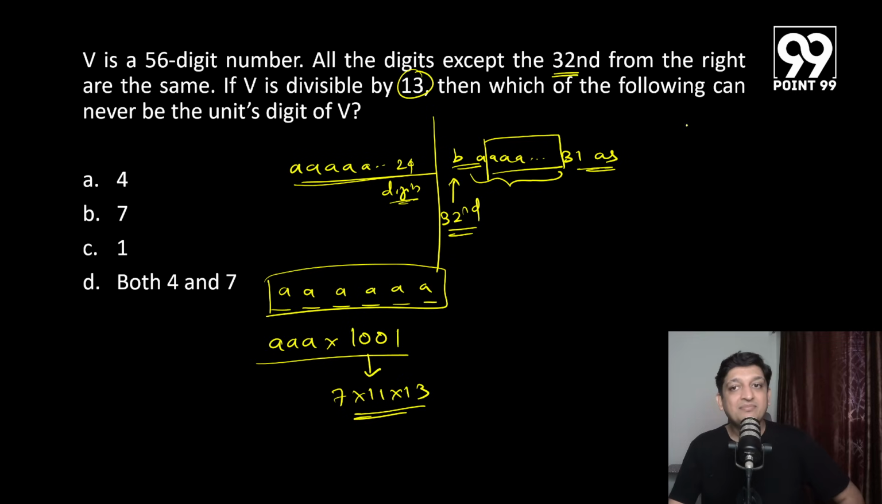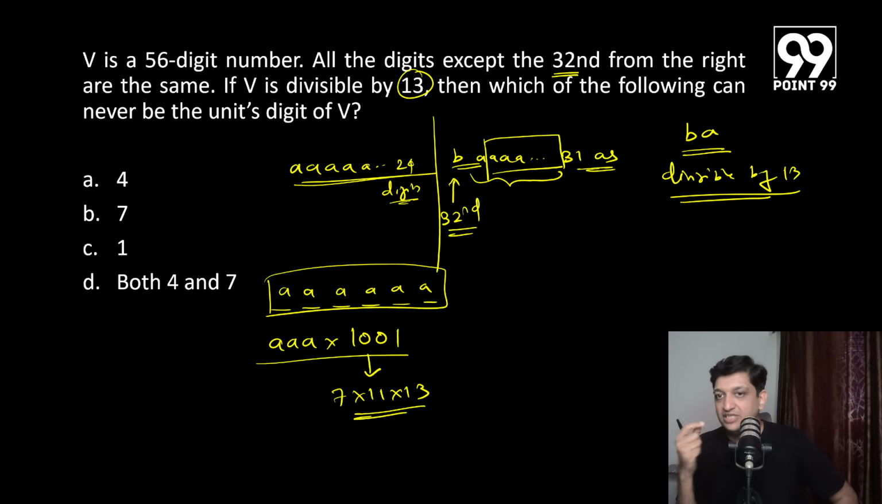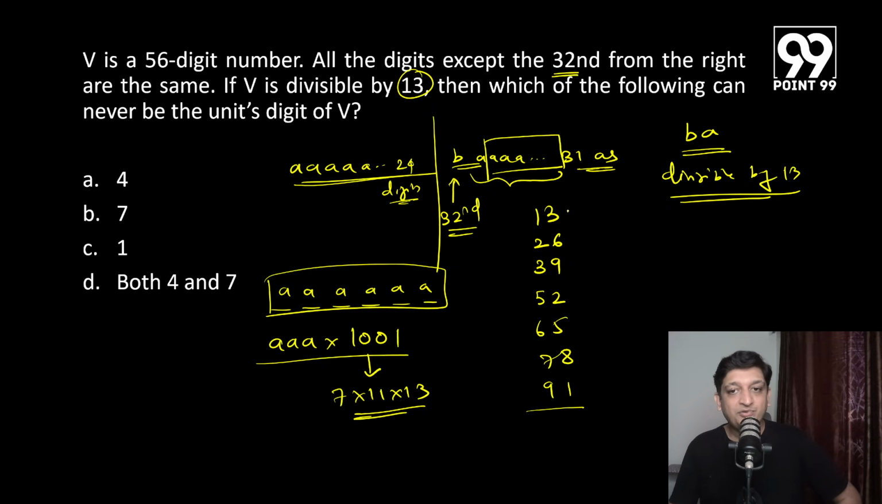So what are we left with? BA. Now, if this number is divisible by 13, this part BA should also be divisible by 13. If BA is divisible by 13 and B and A are single digit numbers, what all values can A take? If you look at the product, 13 ones are 13, 13 twos are 26, 13 threes are 39, 13 fours are 52, 13 fives are 65, 13 sixes are 78, 13 sevens are 91. And then you will start getting 2-digit numbers. So I have to have 3, 6, 9, 2, 5, 8, 1. 4 is not possible. 7 is not possible. So which of the following can never be the units place digit of V? The answer is going to be option D, that is 4 and 7.